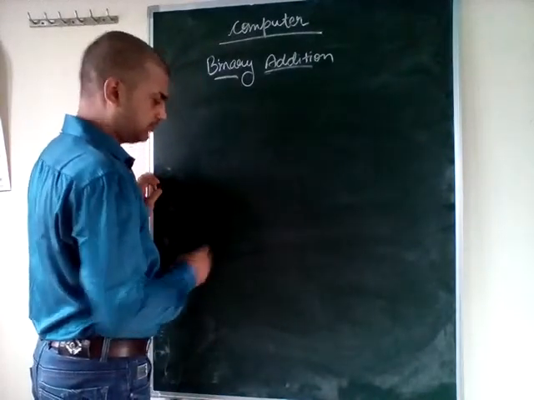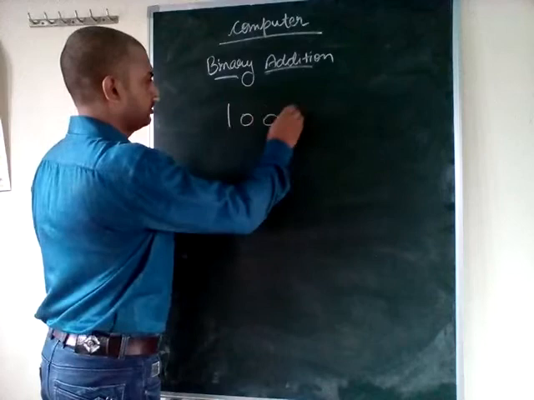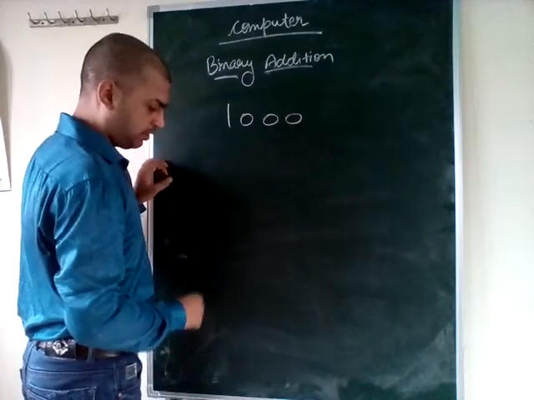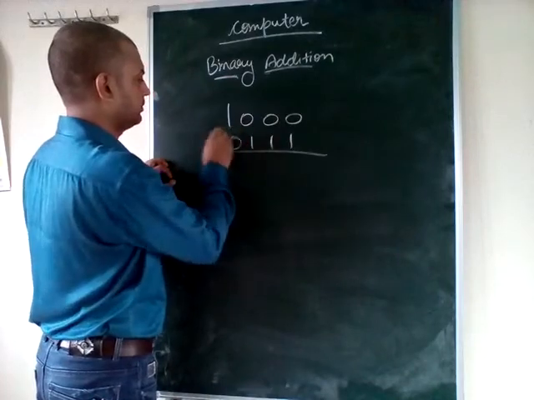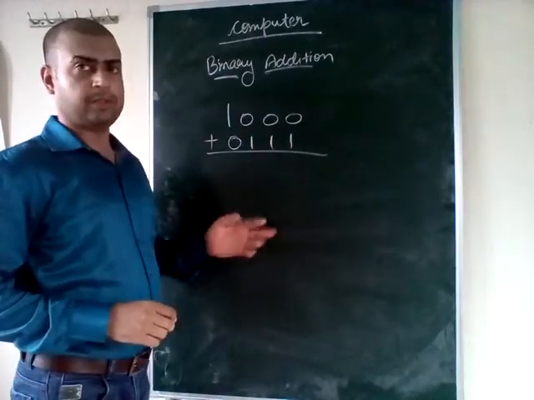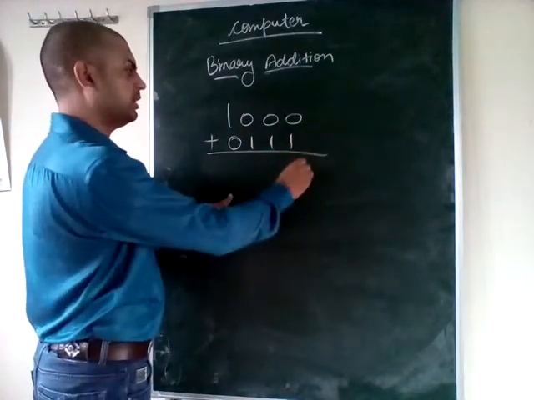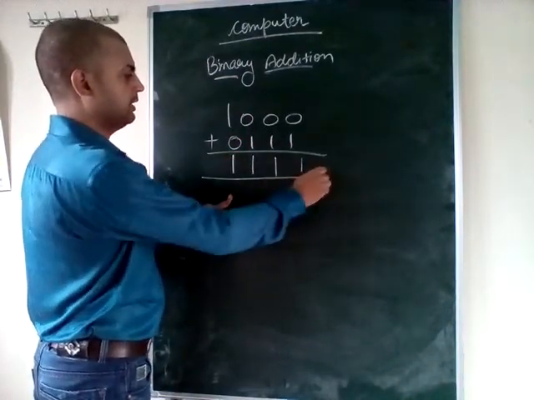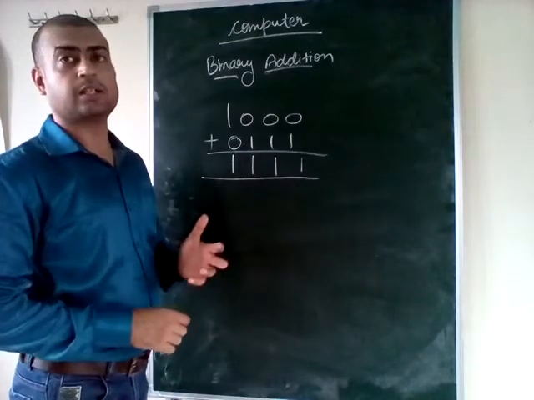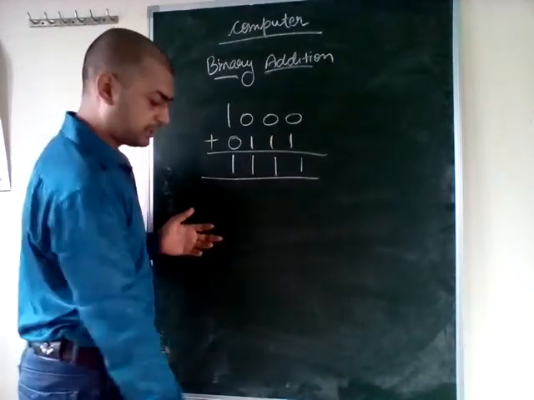1 0 0 0, and 0 1 1 1. Now simple: 0 and 1, 1; 0 and 1, 1; 0 and 1, 1; 1 and 0, 1. Like this we will solve the questions. Now the third question.